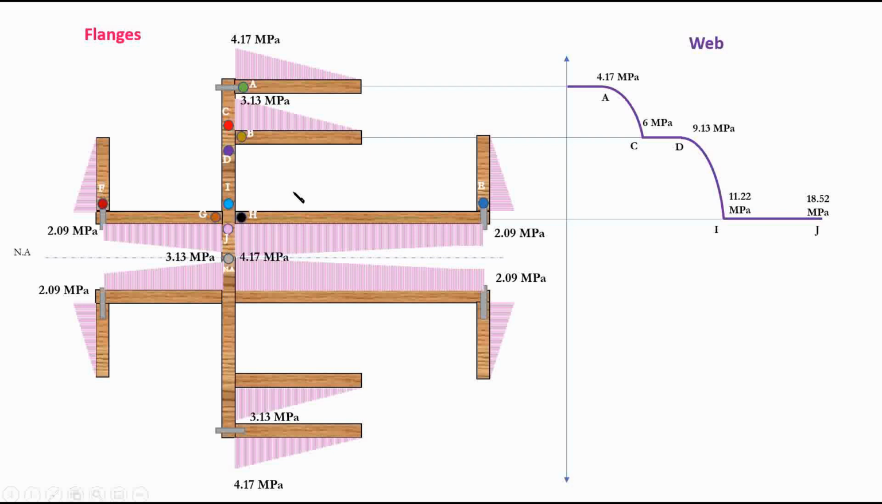Because you have these flanges, as I mentioned, when you see flanges, there's a jump, because there's a contribution from these flanges to the web. So there's a jump from 11.22 to 18.52. Again, all of these values are what we calculated on the previous page for each of these points: point A, point C, point D, point I, and point J, and the neutral axis.